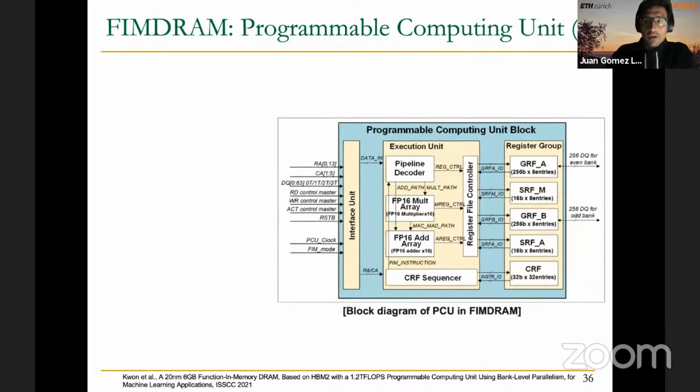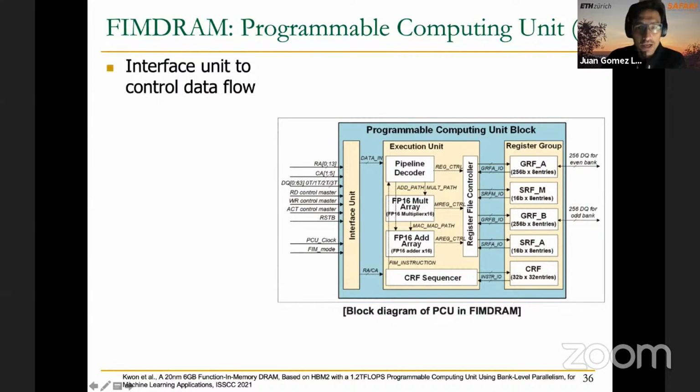Okay, let's go even closer to the programmable compute unit. Here we can find the interface unit that is to control the data flow. We're receiving all these different signals from the FIM control unit. Here, for example, we can see the PCU clock, here the line for FIM mode, and then row and column address and so on. In the middle, we can identify the execution unit.